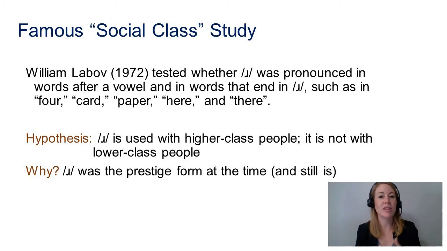Alternatively, not using the R was an indication that you likely belonged to a lower class, and this study has been replicated in New York many times since the 70s, and time and again the same results occur because the case of the R still exists in New York society.